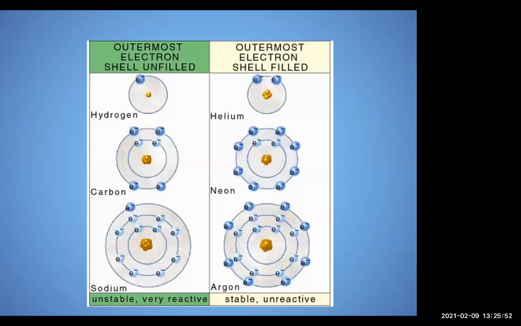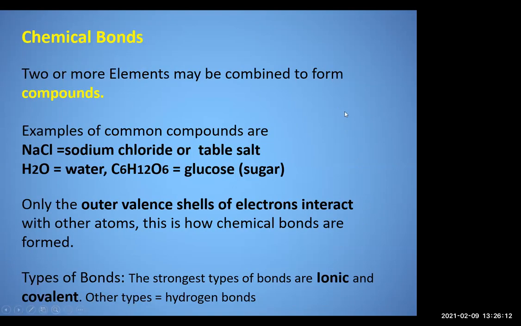They're not looking to share any electrons. They're not looking to get rid of any electrons. So they're not reactive. Whereas hydrogen, carbon, and sodium, for example, do not have filled outer shells. And so these are reactive elements, and they are looking to make bonds with other things. So chemical bonds come in different types.